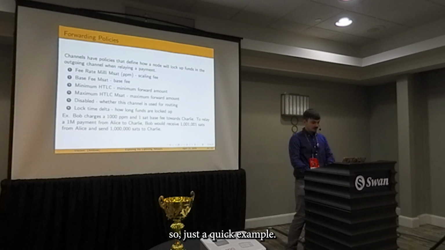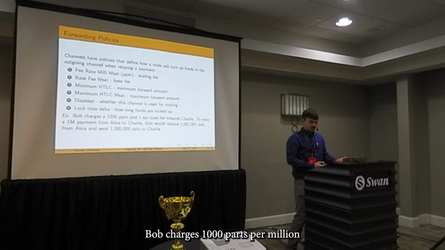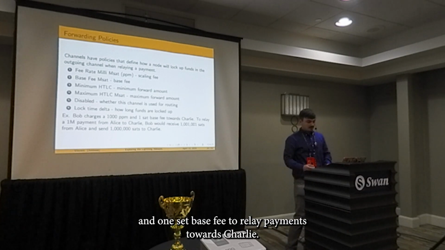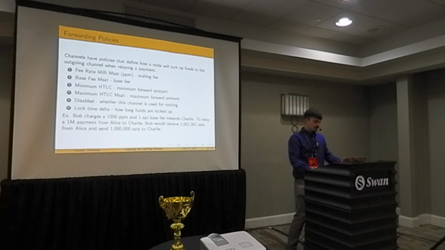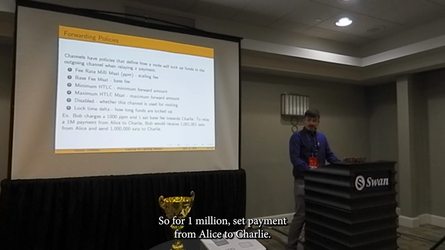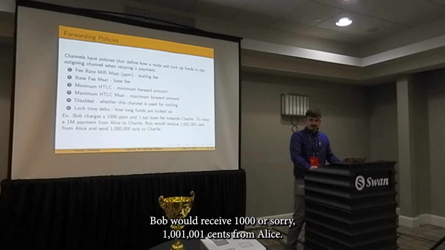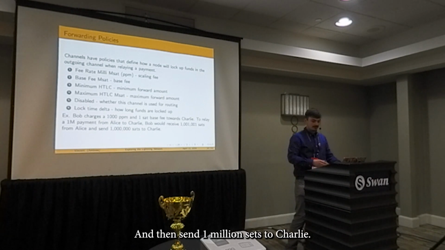Just a quick example, Bob charges 1,000 parts per million and 1 sat base fee to relay payments towards Charlie. So for a 1 million sat payment from Alice to Charlie, Bob would receive 1,001 sats from Alice and then send 1 million sats to Charlie.